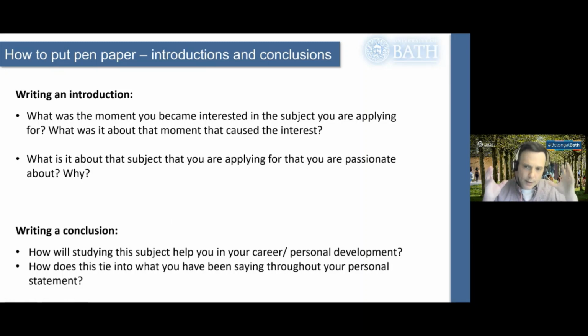You know, what was it? What was that thing in your life that really interested you, that really made you think, wow? It might have been something that was only a few weeks ago, something that you're currently studying. It might have been something when you were younger. Avoiding cliches, just be honest. What is it that really interests you? And what is it about that moment that caused the interest?